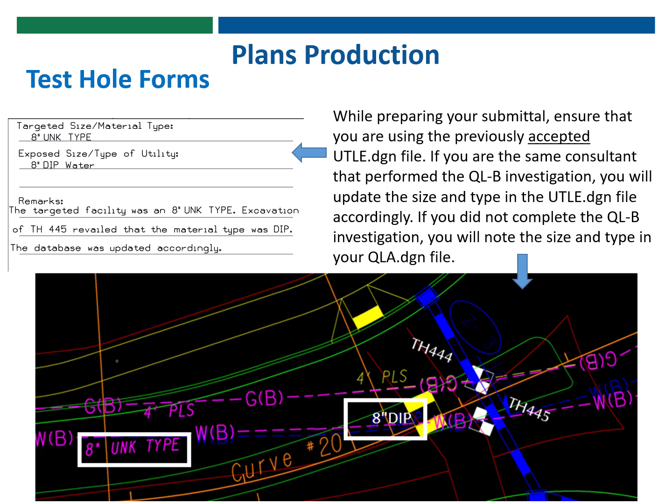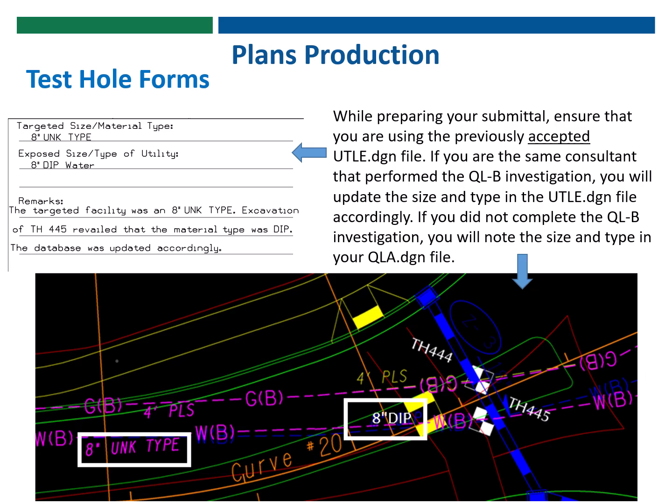Preparing your QLA submittal, ensure that you're using the previously accepted UTLE DGN file. So if you're issued a job order from our office, we make sure that you have the latest UTLE file when we issue the job order, and send you over the files. But if you're working under OPD's contract and you did not complete the QLB investigation, and now you're doing the QLA behind someone else's work, you need to ask your prime to make sure that they provided you the latest UTLE file, because there could have been revisions made to that particular project.